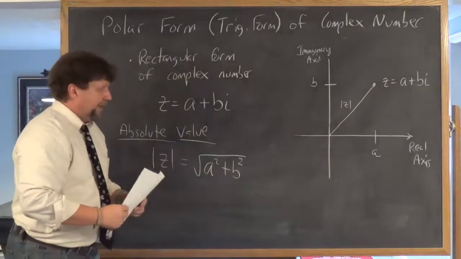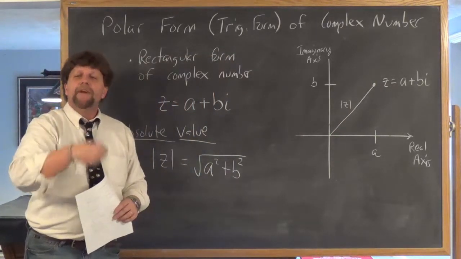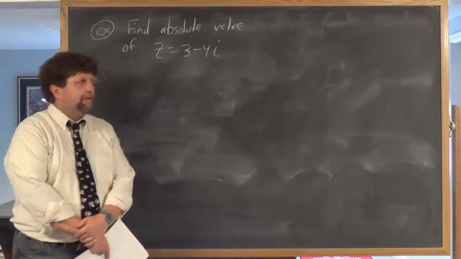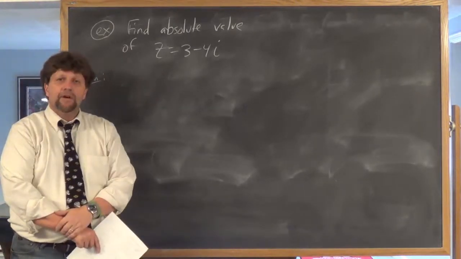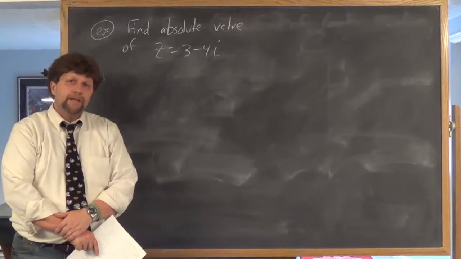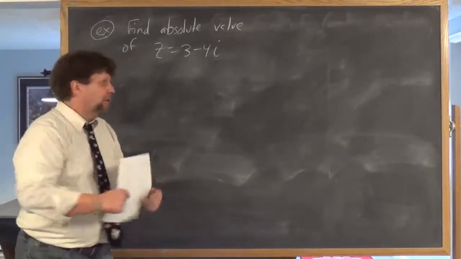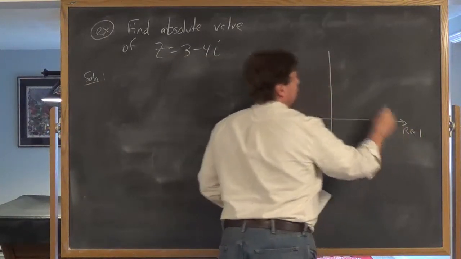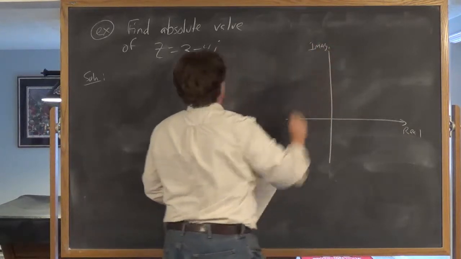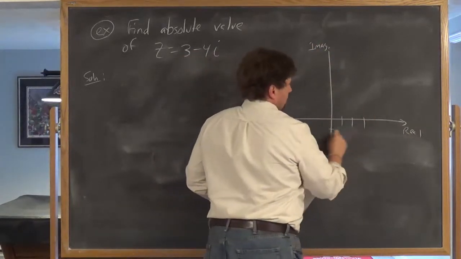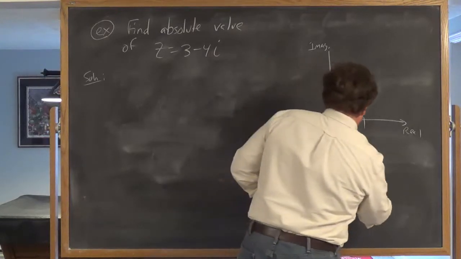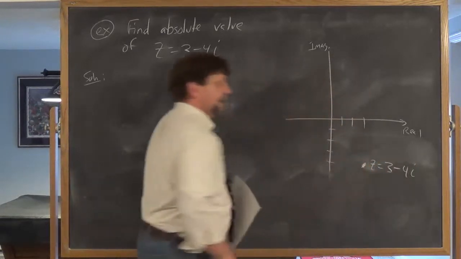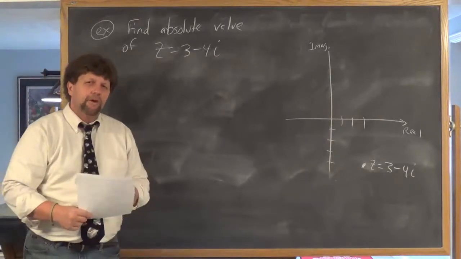So with that said, why don't we just do a quick example of finding the absolute value of a complex number. All right, so on this first example, I thought we'd find the absolute value of the complex number z equals 3 minus 4i. Real quickly, if I were to plot that complex number, keep in mind this is the real axis and this is the imaginary axis. I would find that complex number is about right there. So I thought we'd just go ahead and plot it real quick.